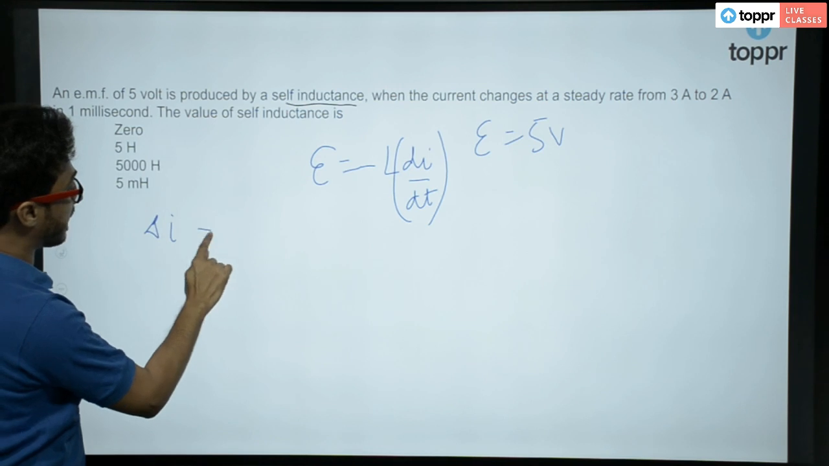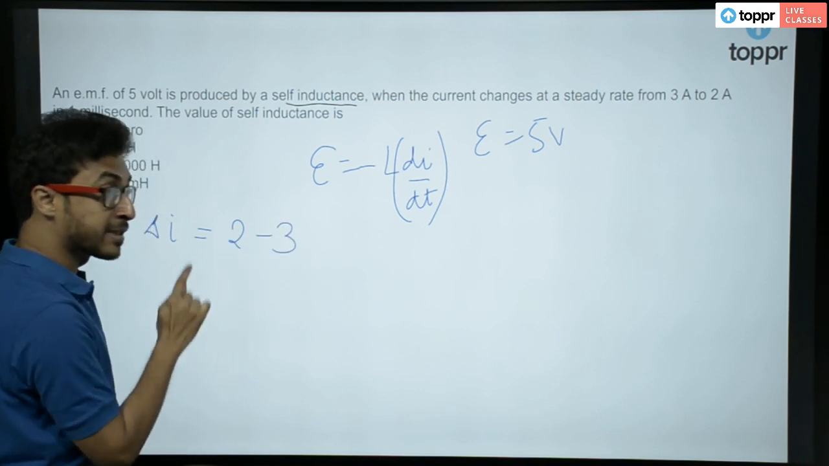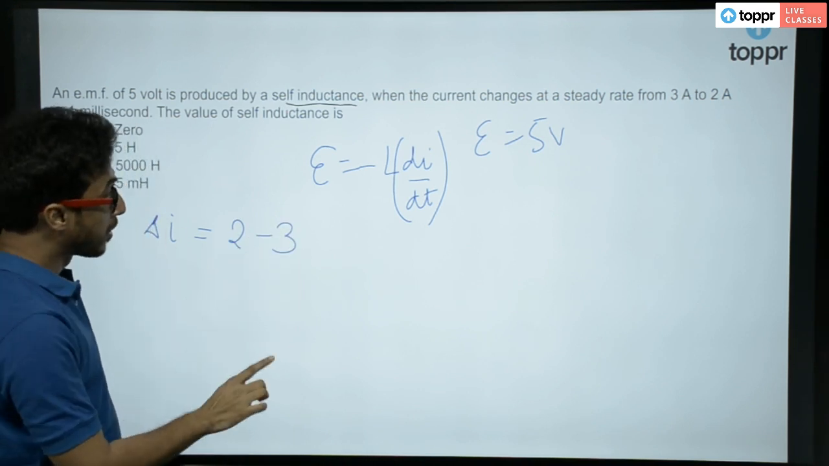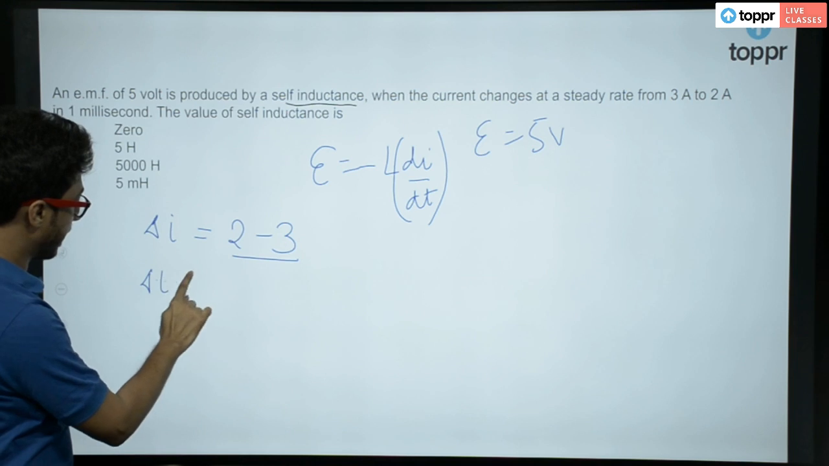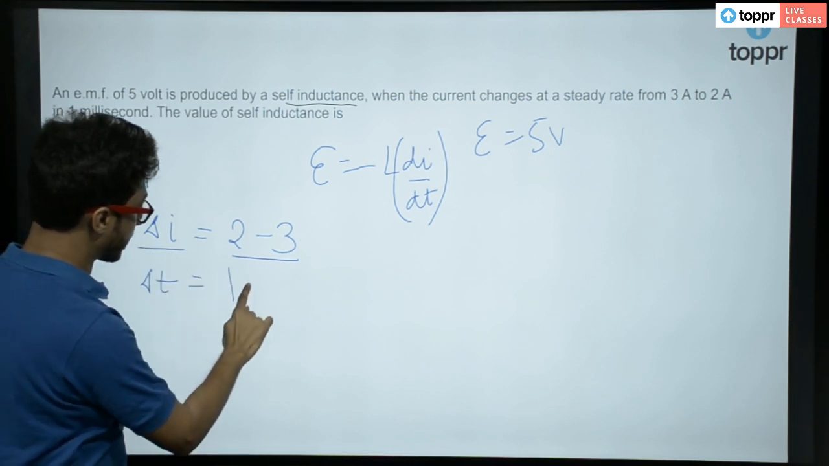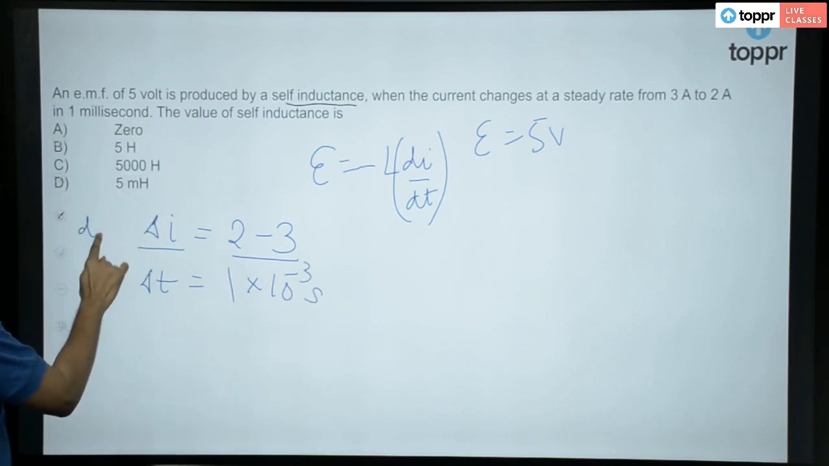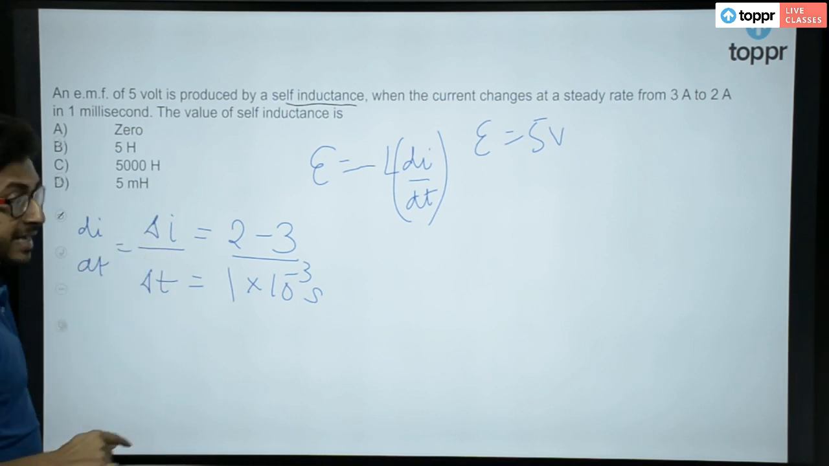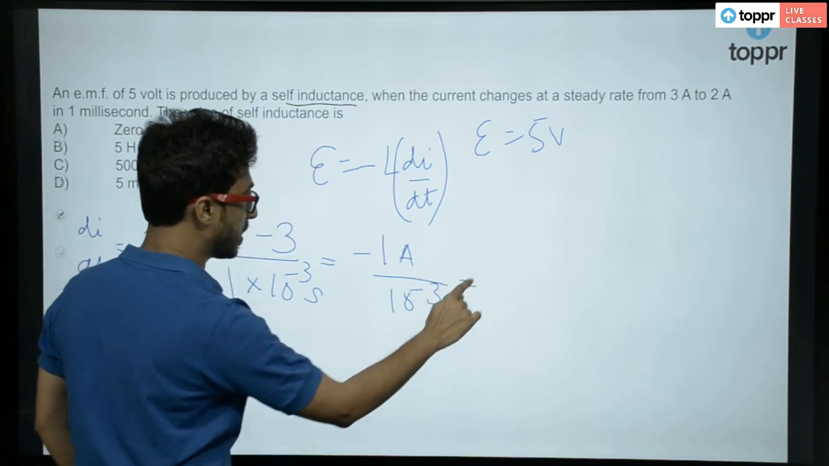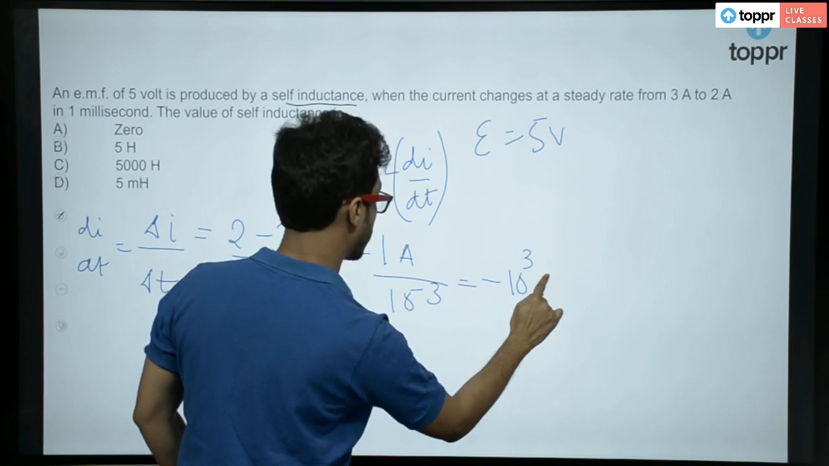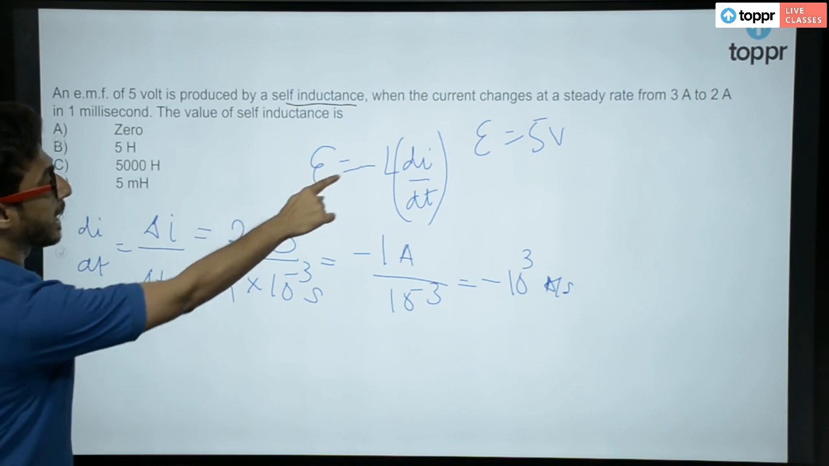So here delta I is equal to how much? From 3 ampere to 2 ampere, that is 2 minus 3 is the change, not 3 minus 2, which is minus 1 ampere. Divided by the time, 1 millisecond. Delta T equals 1 millisecond, that is 10 to the power minus 3 second. So di by dt is delta I by delta T, that is minus 1 ampere divided by 10 to the power minus 3, that is minus 10 to the power 3. Okay, now we have to find L.